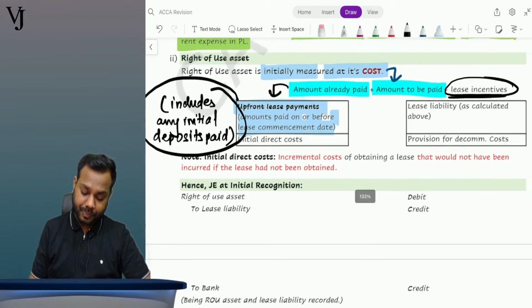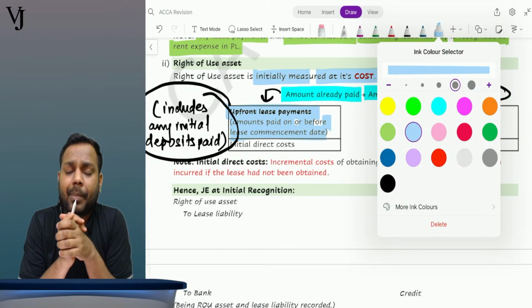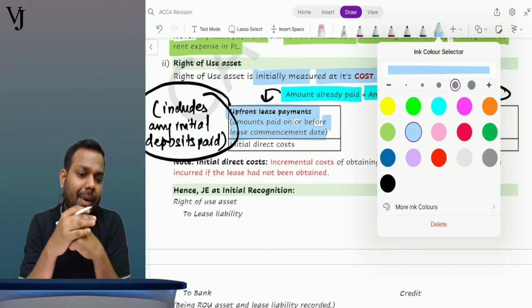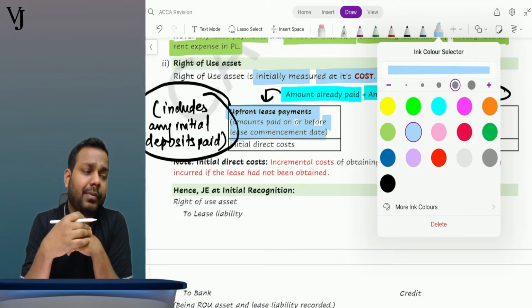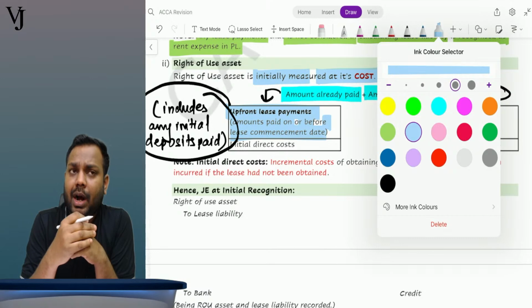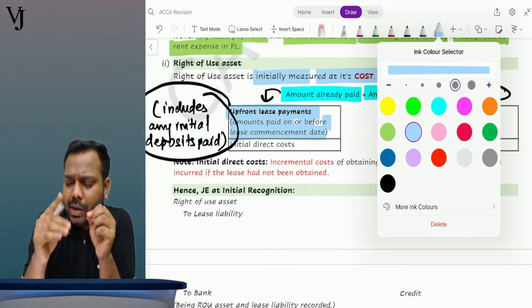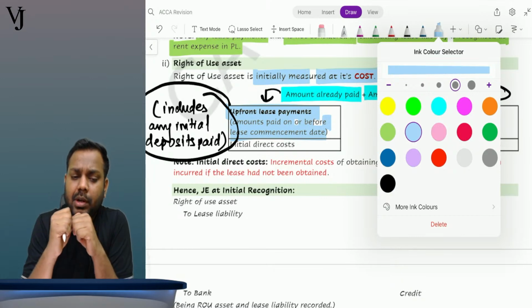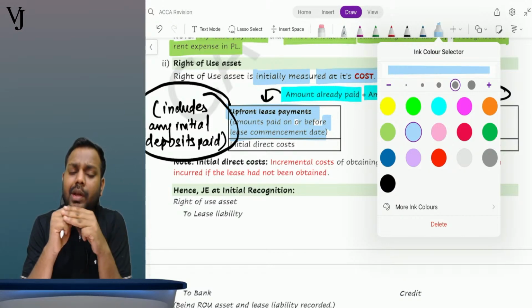Now tell me, when capitalizing property, plant and equipment, you remember we discussed that any directly attributable cost incurred to bring the asset to the location and the condition intended by the management. Do you remember this? As part of PPE, investment property and intangible assets, we discussed this, right?